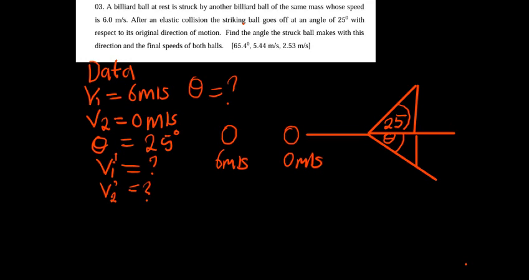Okay, so we know that the y component is just given by v1 sine theta. For the second ball, we're going to label it v2 sine theta, since this is our v2. And this is our v1. And we're trying to find this component and that component.